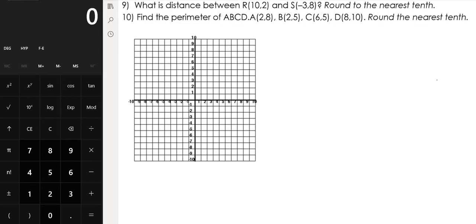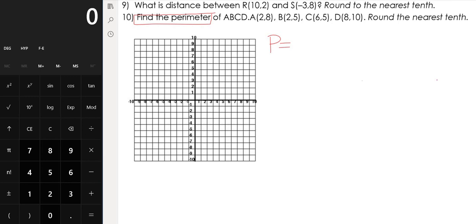Number 10. Find the perimeter of ABCD with A, B, C, and D as those points listed. Round to the nearest tenth. Okay, find the perimeter. This is our ask. Find the perimeter. Now let's talk. Perimeter means the length of the outline.